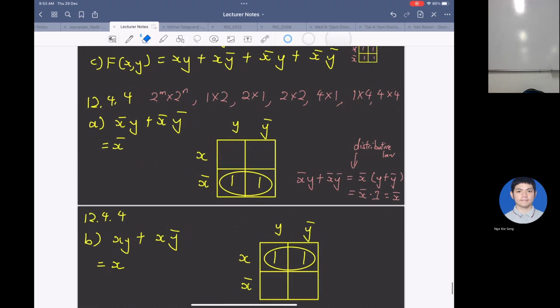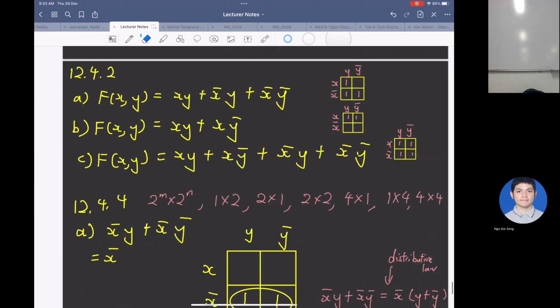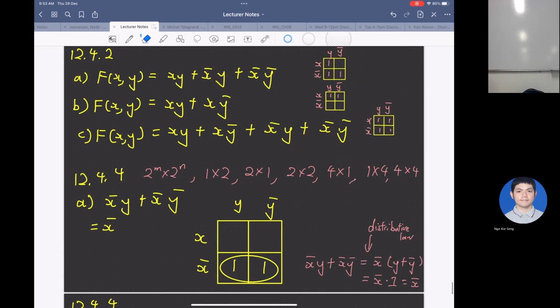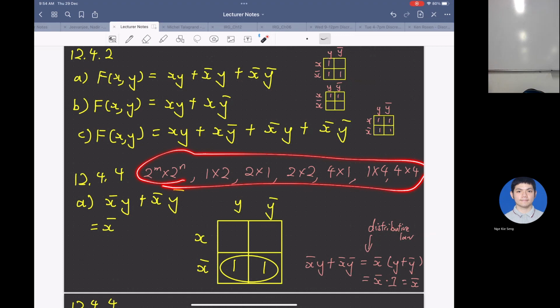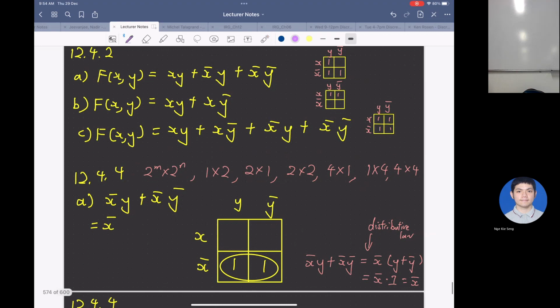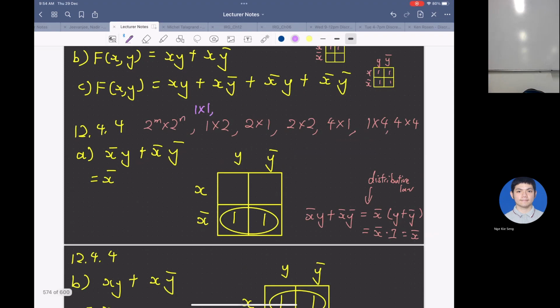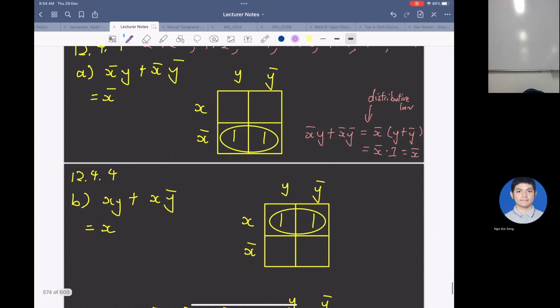Okay, next. To simplify, for K-map minimization, you need to consider blocks of ones that are in the form of a product of powers of two. So for example, 1 times 1, 1 times 2, 2 times 1, 2 times 2, 4 times 1, 1 times 4, and so on. Product of power of 2. So this one we went over last week.